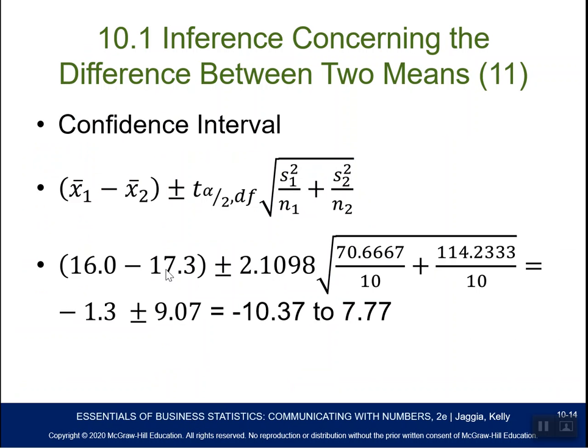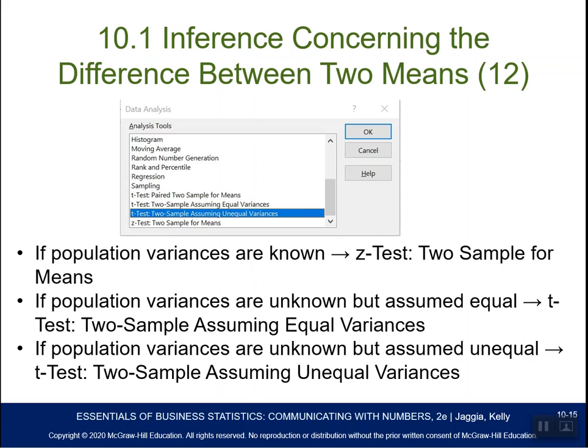So if we work it out mathematically here, again, I just pulled all of these numbers off of our Excel, and we work it out by hand, we still get negative 10 to 7.77. So again, we get the same thing.